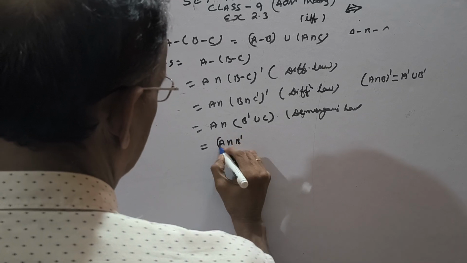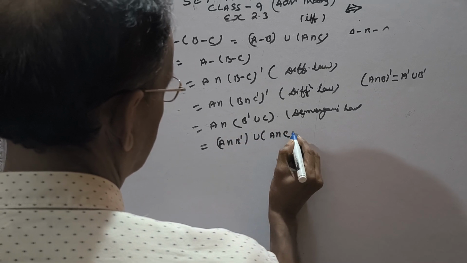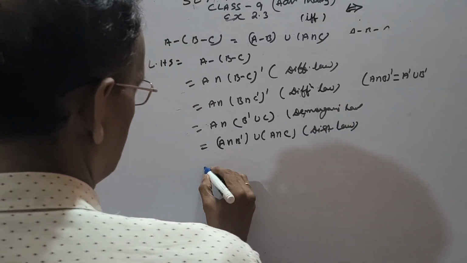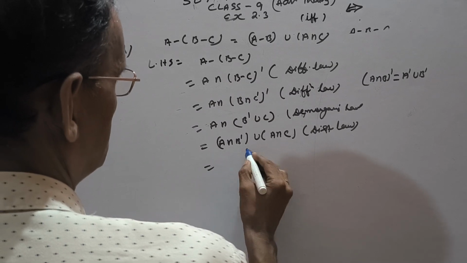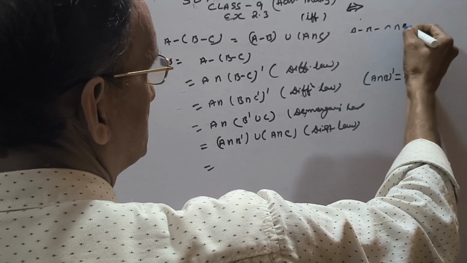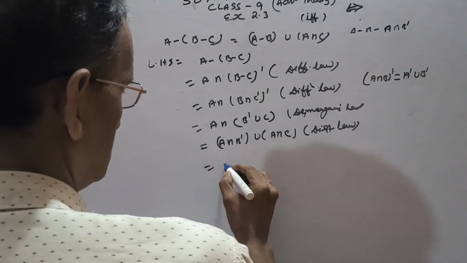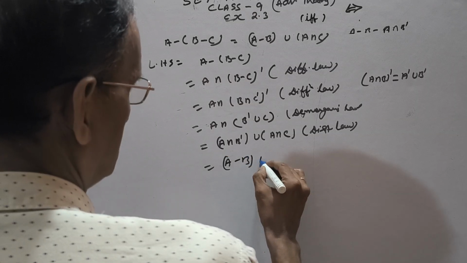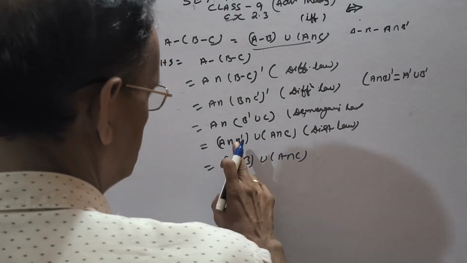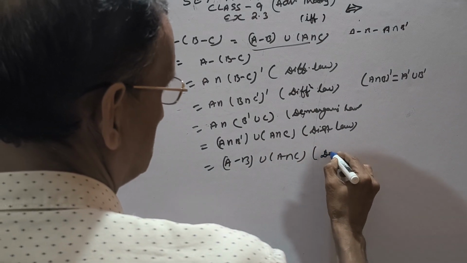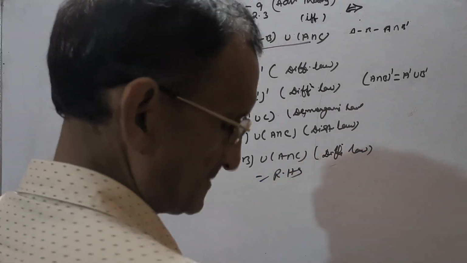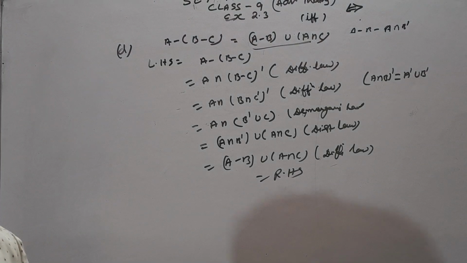A intersection B complement union A intersection C. This is distributive law. Okay, and what is this equal to? A intersection B complement equals A minus B. So this we can write as A minus B union A intersection C. Mention the law here, difference law, and this is the RHS. Okay. So go to the next one.